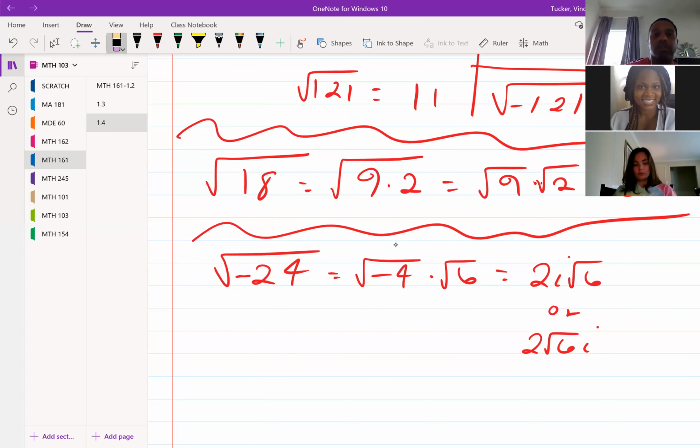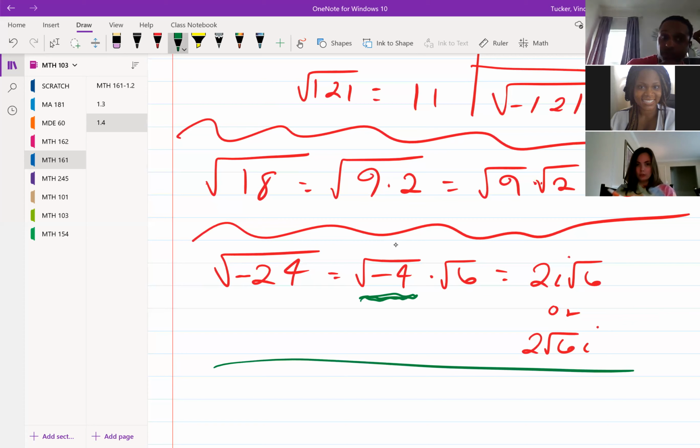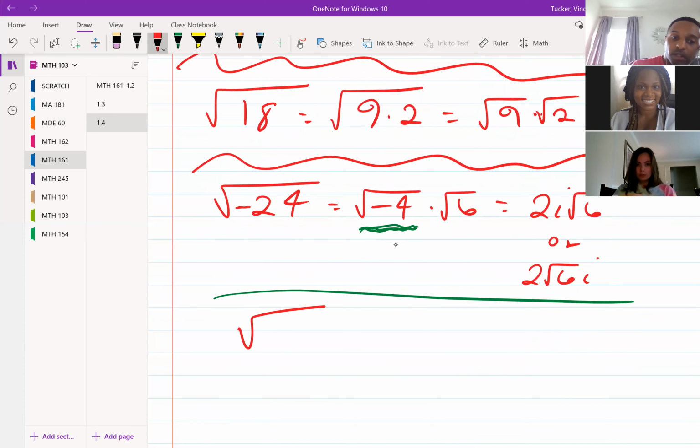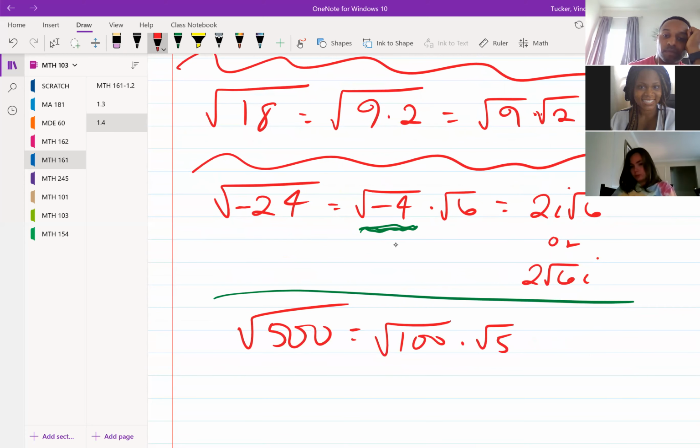The square root of -24. Okay. So whatever you break the number up into, just remember that at least one of the numbers you use has to be able to be taken the square root of evenly. So that's why I used the square root of 4. Same thing as if I had the square root of 500. I would break that up into the square root of 100 times the square root of 5. The square root of 100 is 10, and 5 is under the radical. So I can take the square root of 100. That's why I chose that.